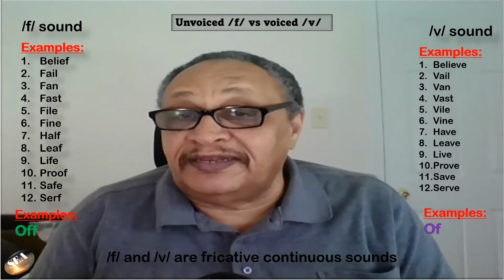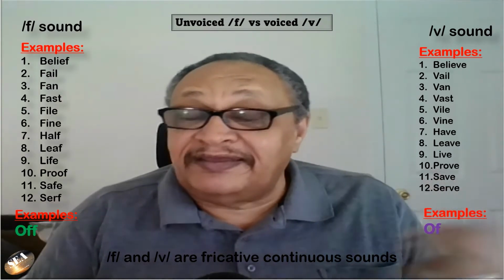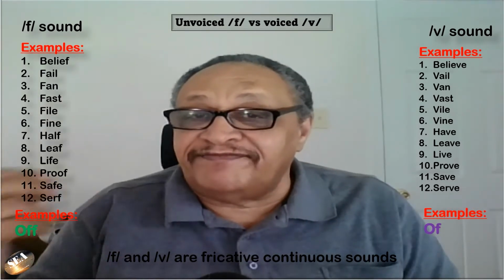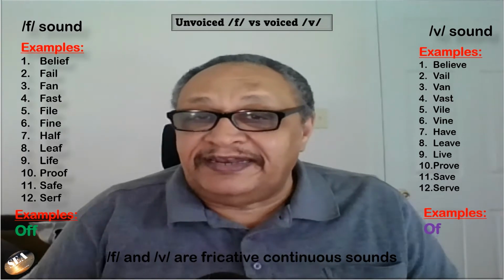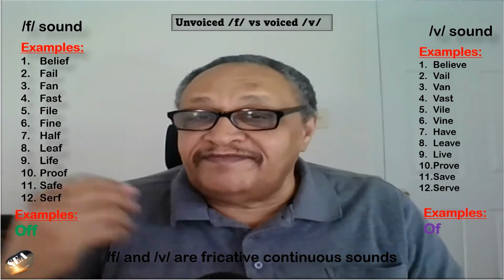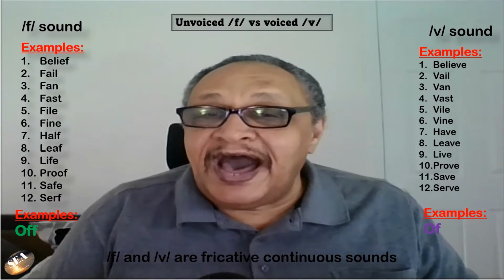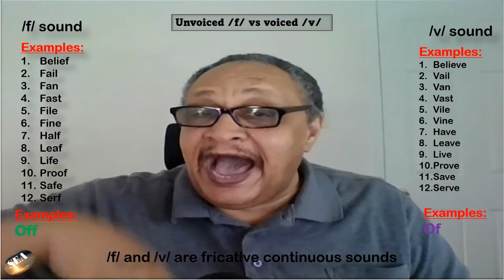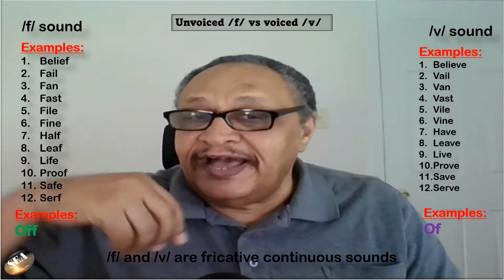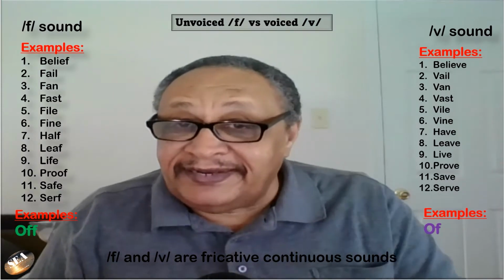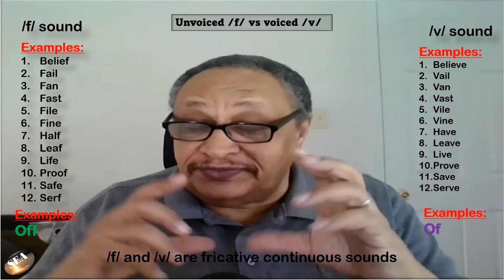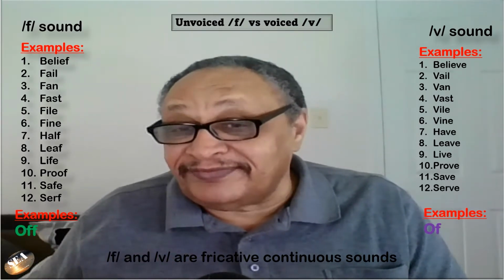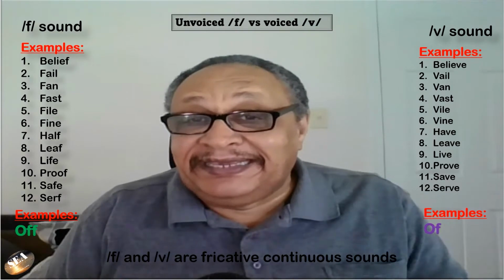Fell, veil, fan, van, fast, vast, file, vile, fine, vine, half, have. You see, a longer vowel. Have, half, have. Again, leaf, which is just a part of a plant. Leave, that means go away. Leave.